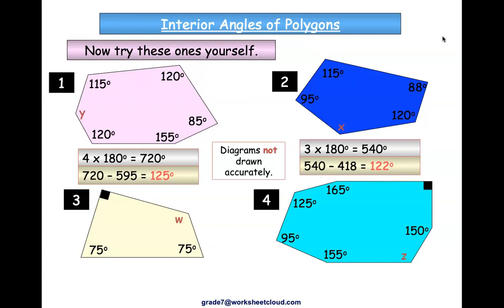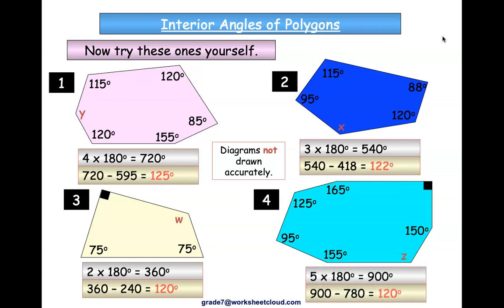The pentagon, or irregular pentagon, in number 2, the missing angle x works out to 122. The quadrilateral in number 3, you needed to recognize the right angle represented by the black square. That would have left W being 120. And in question number 4, Z is going to be 120 degrees as well. Guys, important for you to go over that and make sure you understand that concept. Replay it, practice it again, and make sure that you know what's going on here.